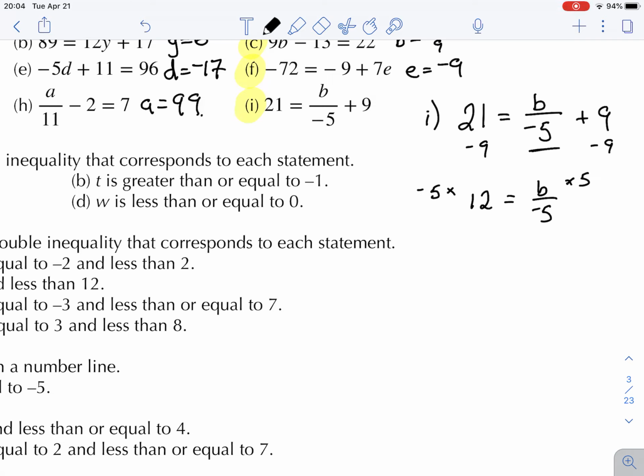Since my variable is being divided by minus 5, I need to multiply both sides by minus 5. That will cancel out. I'll be left with minus 60 is equal to b.